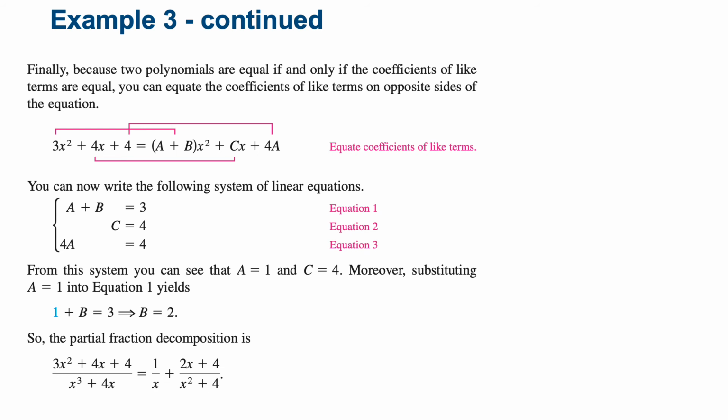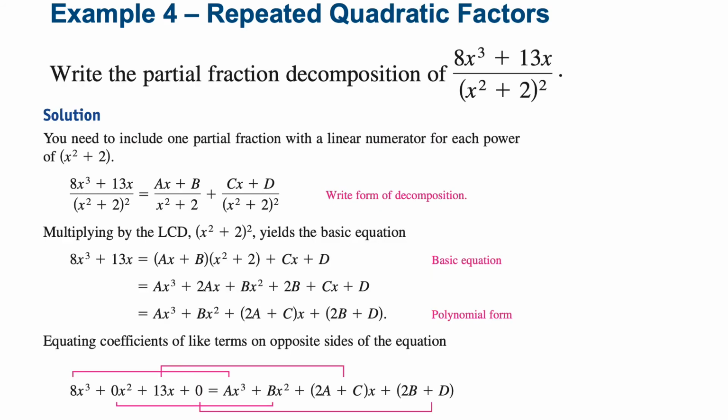Okay, so one more. You're like, yeah, I love this, more, please. I know. So here we have 8x cubed plus 13x all over the quantity x squared plus 2, squared. So what does this mean? Now we have a partial fraction, but it's a quadratic, and it's repeated. It has multiplicity 2. So what does that mean? For our decomposition, that means that you have 8x cubed plus 13x over x squared plus 2, squared.